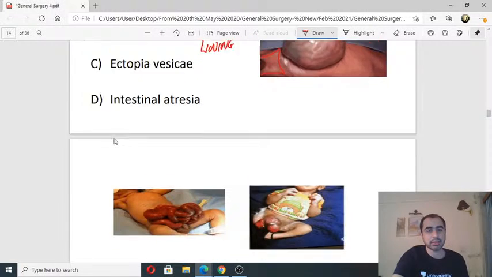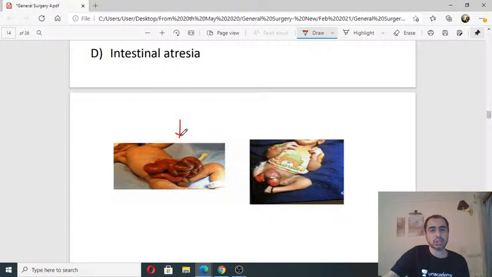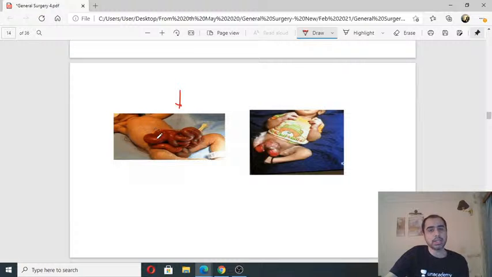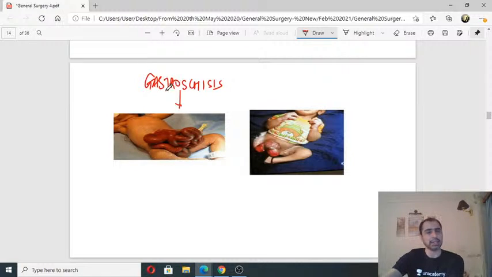Gastroschisis looks like this. You see the difference. The bowel is bare. There is no peritoneal lining. If I ask you which has a better prognosis between omphalocele and gastroschisis, what will your answer be? Which is better? Gastroschisis is better. Why is that? Why does gastroschisis have a better prognosis?